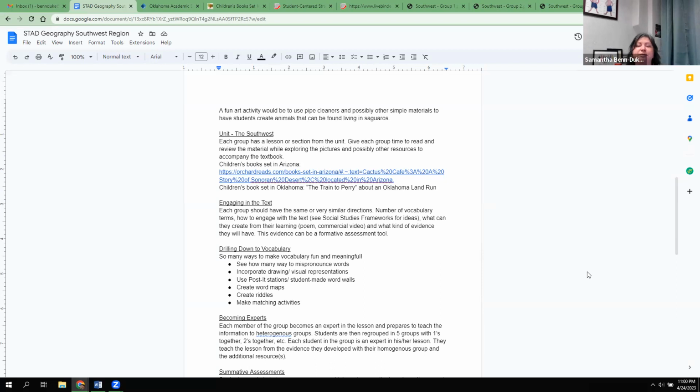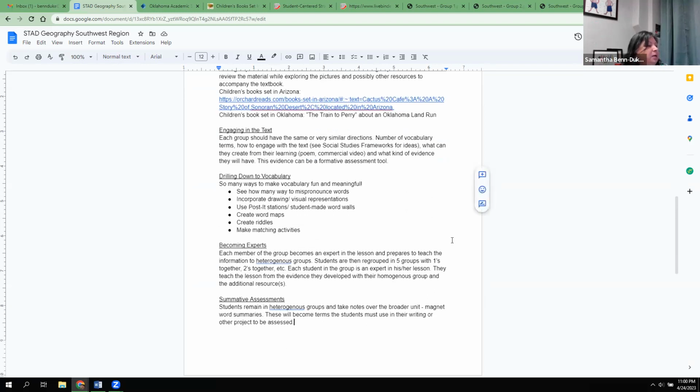So you might have some very specific requirements that you would have them do in a way that they're engaging with their learning. And then the kind of evidence that they're going to have, and this can become the formative assessment tool. So if they're doing that big piece of butcher paper and they have their 5 themes of geography on there, well, that can be the formative assessment. Then you're going to want them to apply their vocabulary to what they are doing.